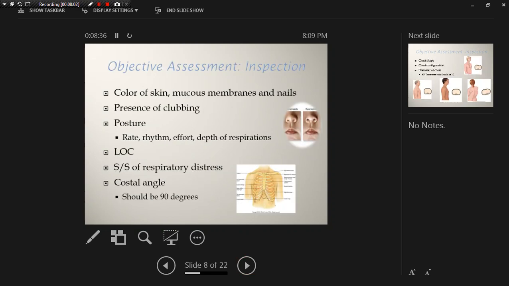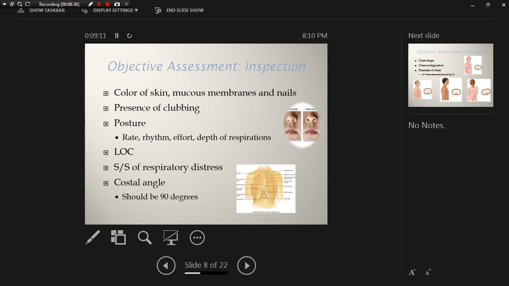So objective assessment, obviously, again, the first thing we're going to do is inspection. So the color of their skin, and we're looking at their mucous membranes and nails. More commonly, probably if this is respiratory, we're looking for cyanosis, right? We most commonly are going to see it in the nails, maybe the oral mucosa first, and usually if it goes more central to their trunk, it's pretty severe. And cyanosis, don't forget, is a very late sign of hypoxia. It usually means, obviously now, it's hypoxemia. It's pretty severe in the blood.